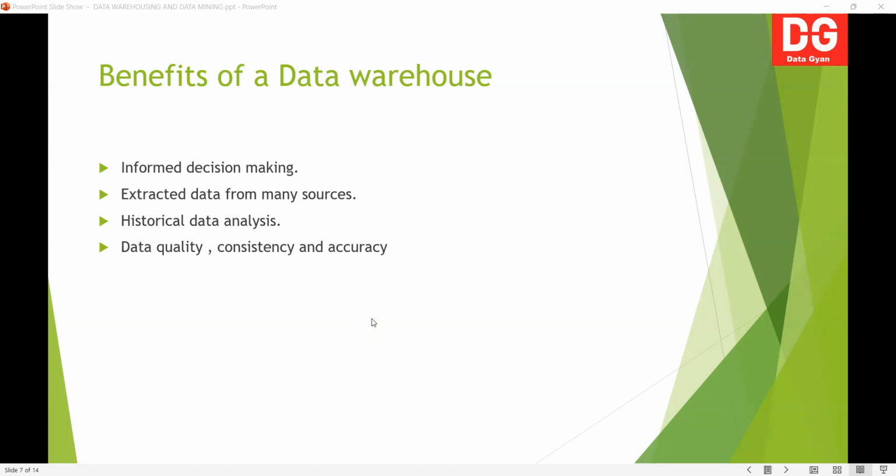So what are the benefits of data warehouse? It gives us more idea and more insight for decision making. Stakeholders can make better decisions to grow the business. Along with it, data is extracted from many sources, as I informed you, from different kinds of sources. Historical data analysis, like time variant, as I said, we can know the time, year and day when the data was stored. And it gives us data quality, consistency and accuracy also.